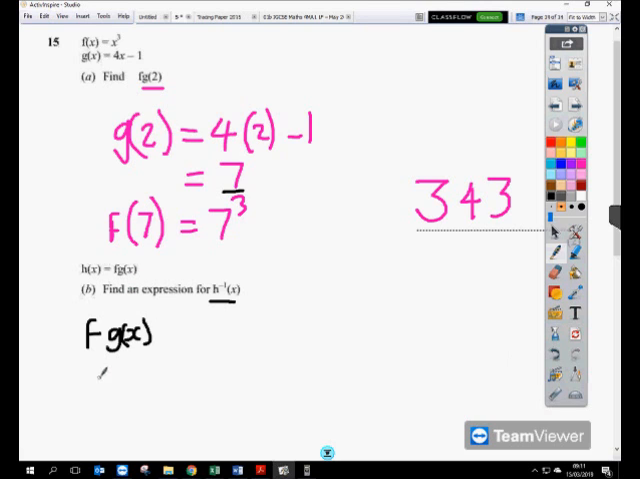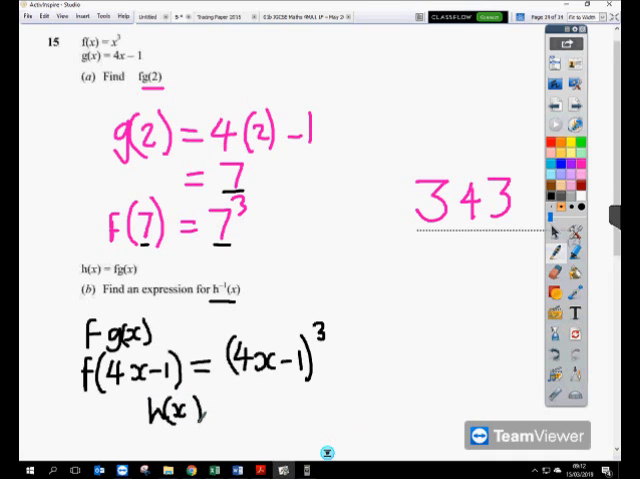Now, you can't work out g of x. G of x is 4x minus 1. So we just have to replace that with 4x minus 1. And now we replace the x in the f function with 4x minus 1. Now, I did that in the last question with 7. As you can see here, I replaced the x with 7. So it was 7 cubed rather than x cubed. So using the same logic, I'm going to replace the x with 4x minus 1. So instead of x cubed, it's now 4x minus 1 cubed. This is h of x. So now I know what h of x is. It's 4x minus 1 cubed.